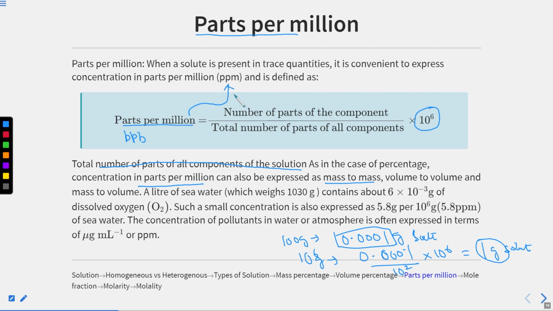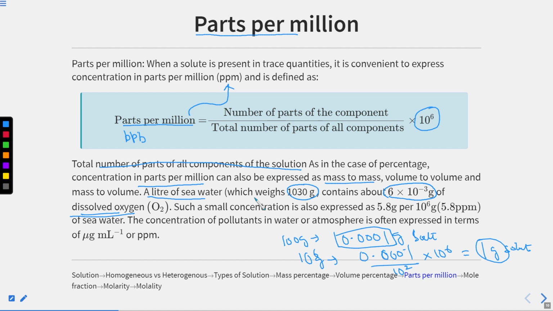Now let us take an example to understand it. So this parts per million can be for anything. You can take it for volume, you can take it for mass, that is, what mass is present in 10 to the power 6 mass, or what volume is present in 10 to the power 6 volume. So for example, 1 liter of seawater, which weighs 1030 gram, contains 6 into 10 to the power minus 3 gram of dissolved oxygen.